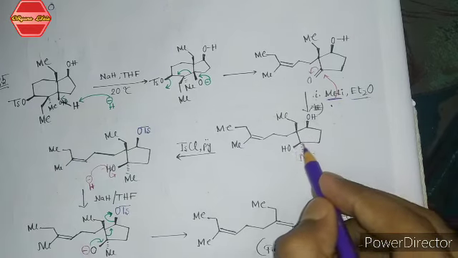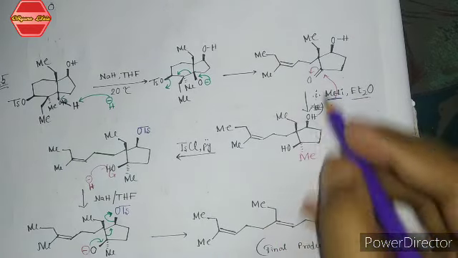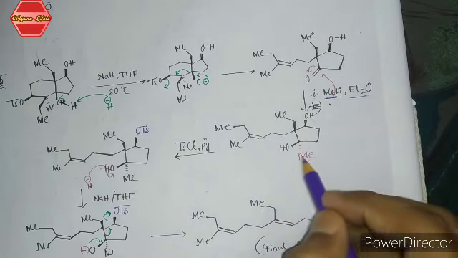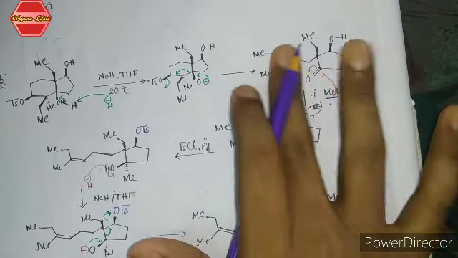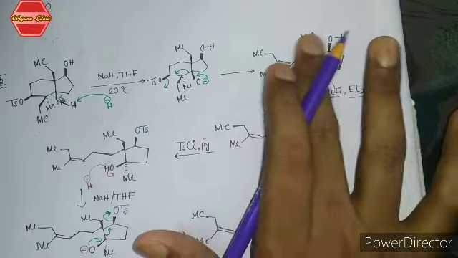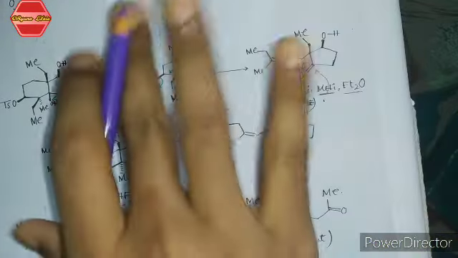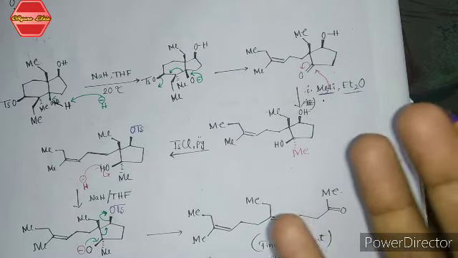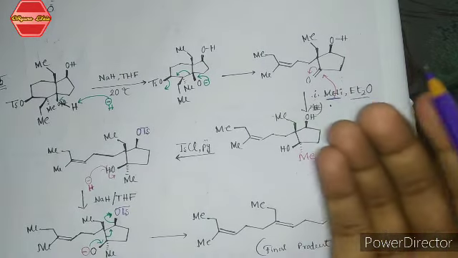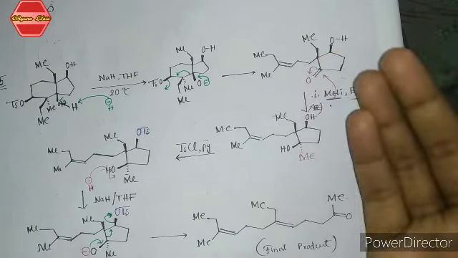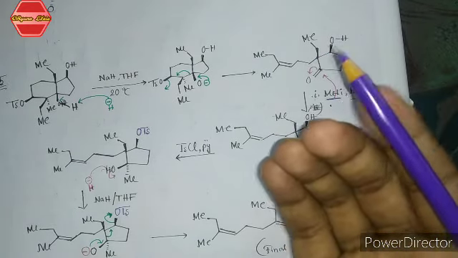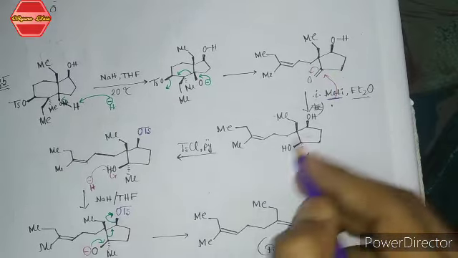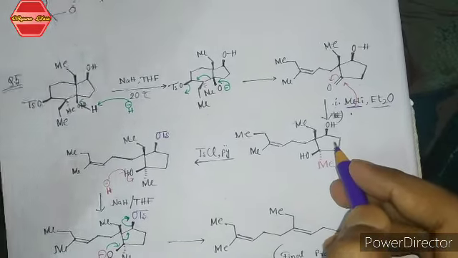Now why is this methyl on the backside? This overall OH and this methyl group are also on the above side, so the above side is totally blocked. Only one approach is possible: the methyl attacks from the backside. So it attacks from the backside, these bonds go over here, and this is how the product is formed.